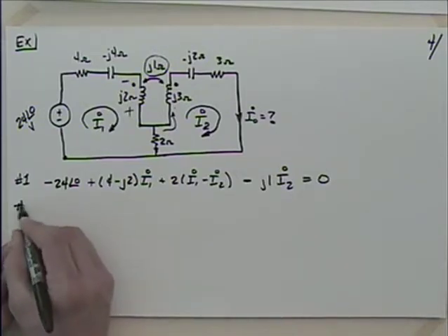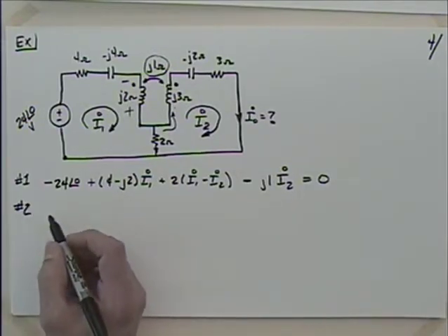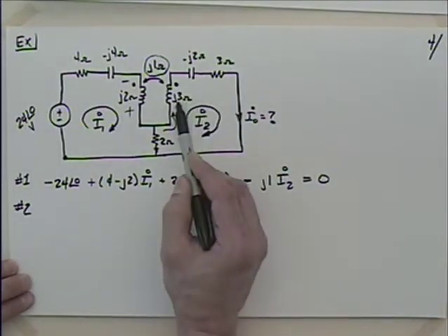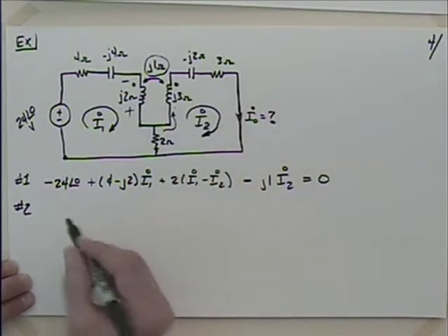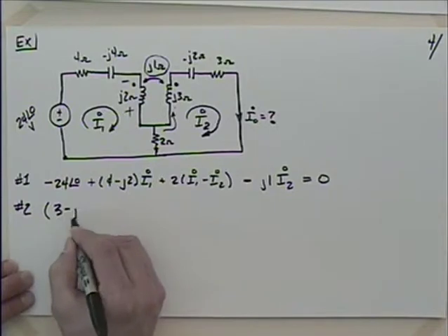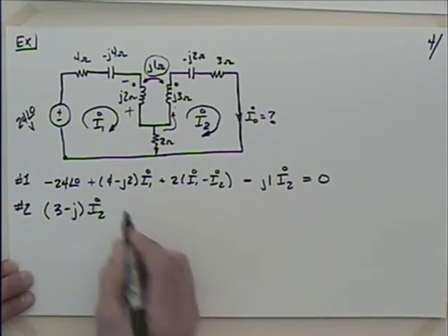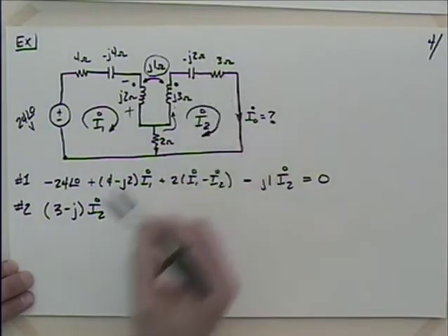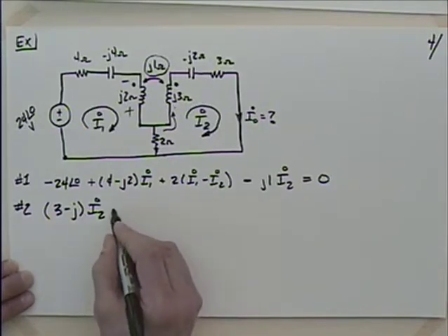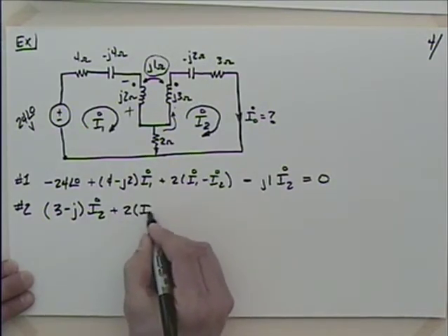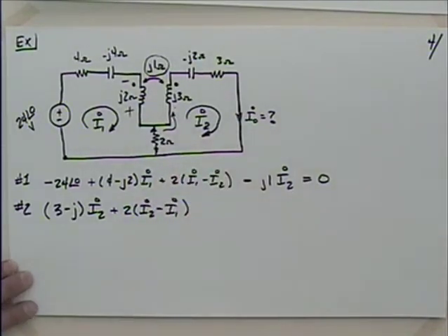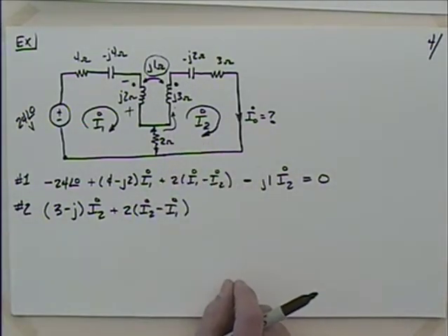Okay, let's do number 2. And again, I always just build up some momentum here. I'm going to do all of the self terms here. So I've got J3 minus J2, so I got just 1 J. We got 3, so 3 minus J times I2. And then I'm going to have plus 2 times now I2 minus I1, because I'm looking at the net current going up through that one. That gets me back to my starting point, right?